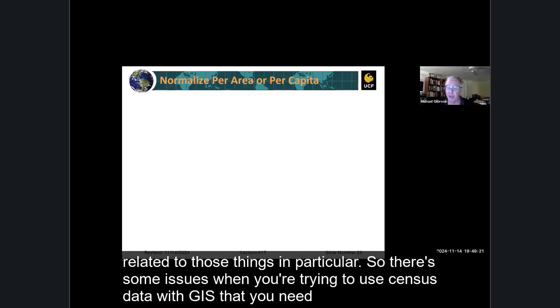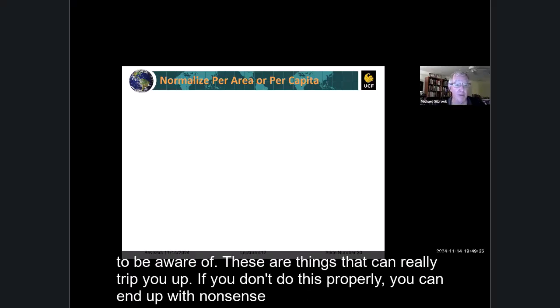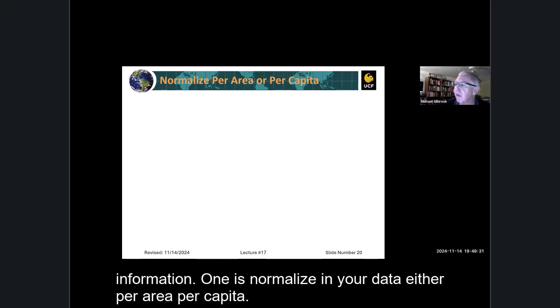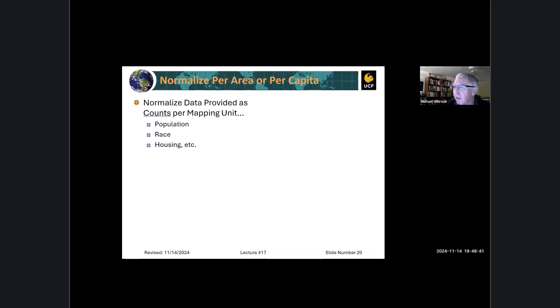So there's some issues when you're trying to use census data with GIS that you need to be aware of. These are things that can really trip you up. If you don't do this properly, you can end up with nonsense information. One is normalizing your data either per area or per capita. Now, we've already done some of this in practice, but let's talk more about why this is an issue.